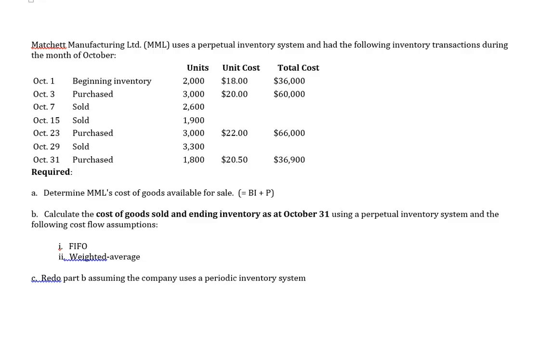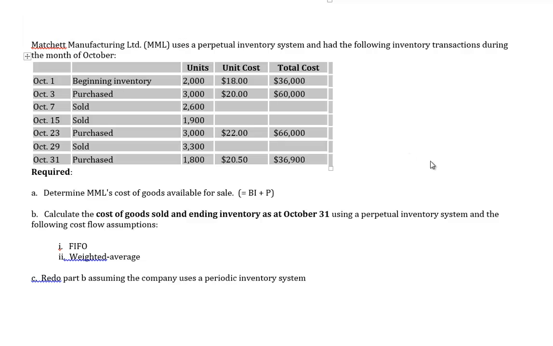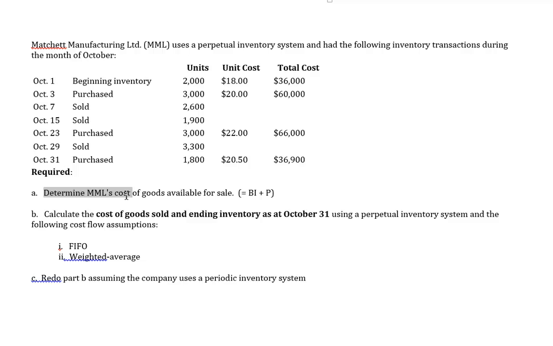So in the question you can see here that for this company I've given you some information on their inventory and some of the activity within the inventory. So you can see here at the beginning of the month they started with 2,000 units, and then throughout the month they purchased and sold some units. First thing I want you to do is to determine MML's cost of goods available for sale, and that's going to be equal to beginning inventory plus purchases, because whatever you have to sell during the month of October here is based on what you started with and everything you bought, which is beginning inventory plus what you purchased.